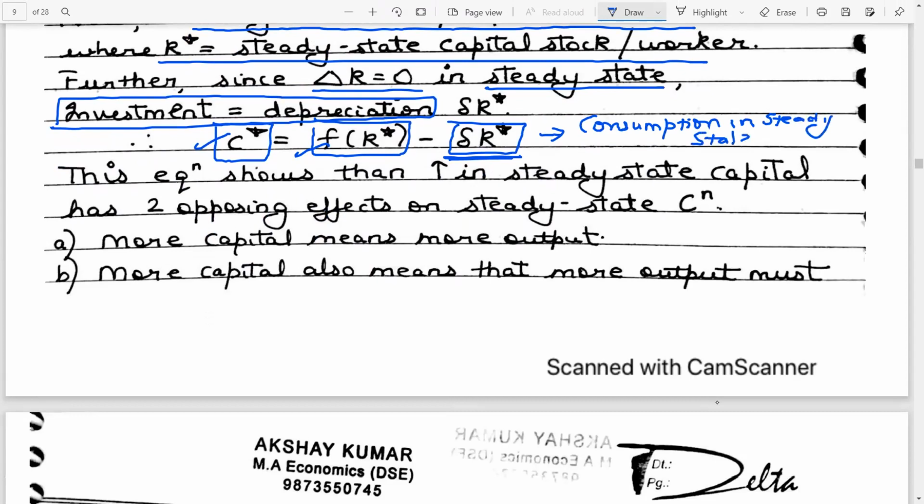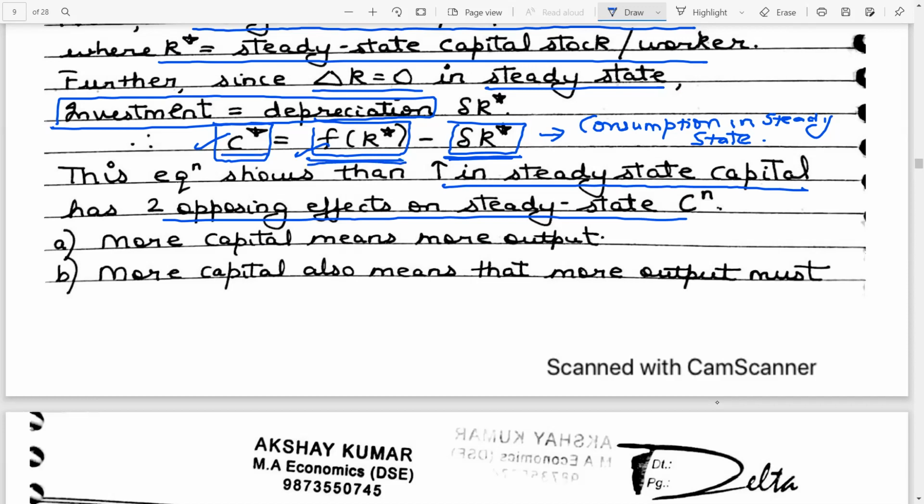Consumption in the steady state. Now guys, you can clearly see that an increase in the steady state capital stock has two opposing effects on the steady state consumption. When you talk about K star, an increase in K star has two opposing effects on consumption. An increase in K star means more output, and more output means more consumption.